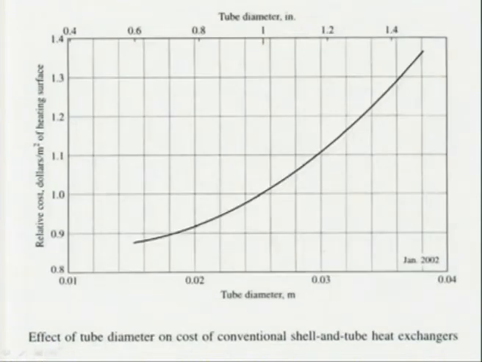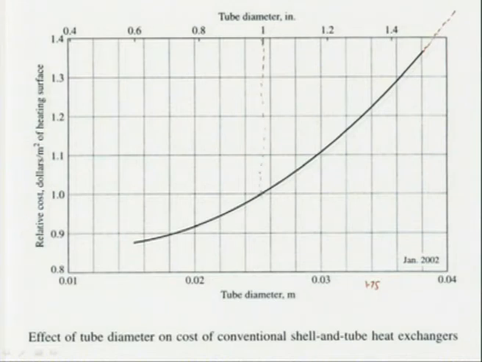Thereafter, we have to also go for the ratio of the diameters. Our diameter is 2 inch. This particular correlation is only up to 1.4 inch, so we have to extrapolate. I have done this and found that the relative cost correction factor for a 2 inch diameter is something like 1.75, and for 1 inch you can see here that the correction factor is 1.